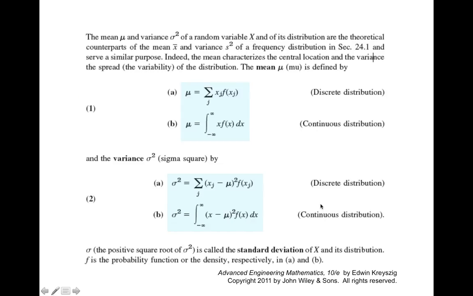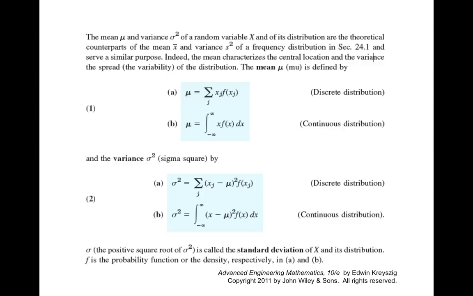We can define the mean and variance for a random variable x and its distribution. Notice that we've now gone from the terminology s to the terminology sigma because we're basically talking about distribution functions as opposed to actual sample data. So there is a difference. A distribution function is theoretical. Actual sample data are experimental.